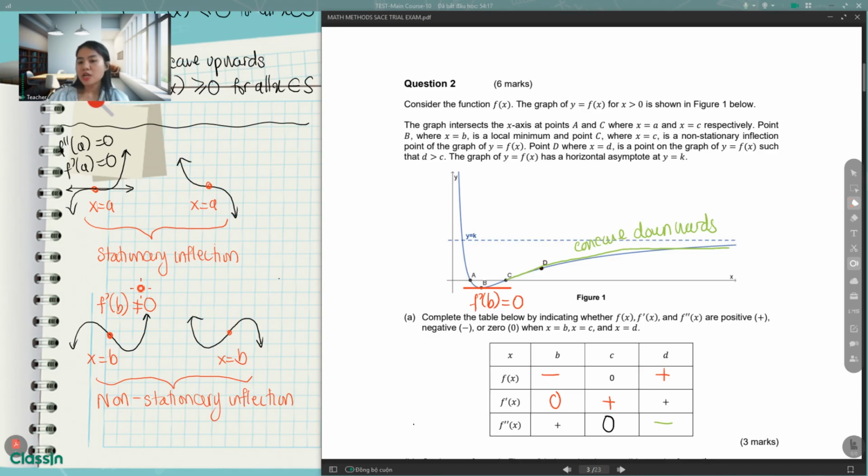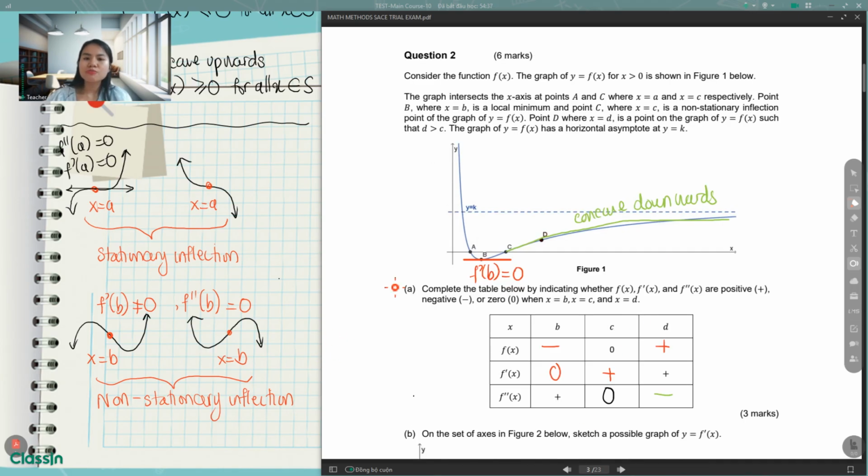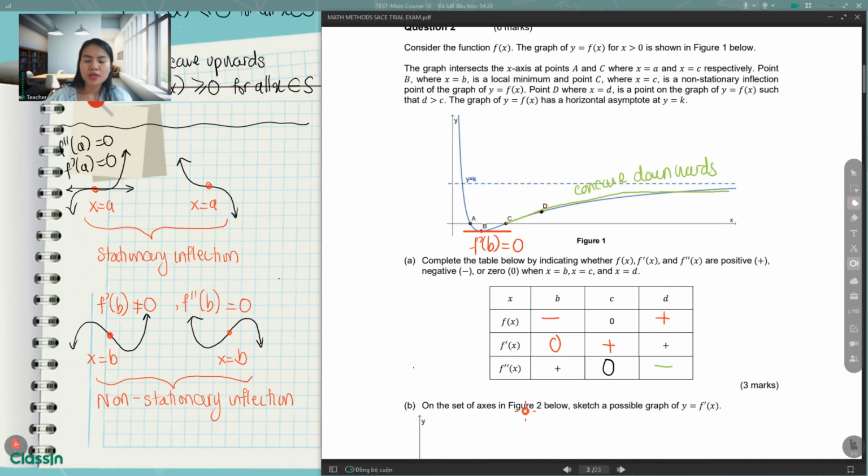However, at point b, the graph changed from concave downwards to concave upwards, or vice versa. So the second derivative would be equal to 0 at x equal to b. So f double dash b is equal to 0. So remember, at an inflection point, the second derivative is equal to 0. Now let's move to question 2b.